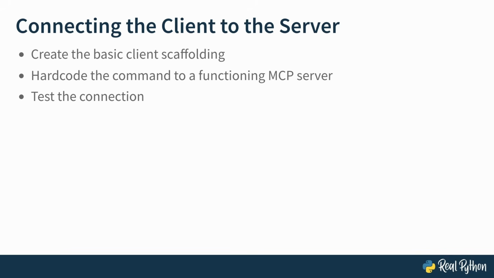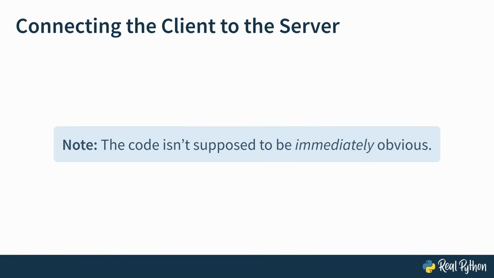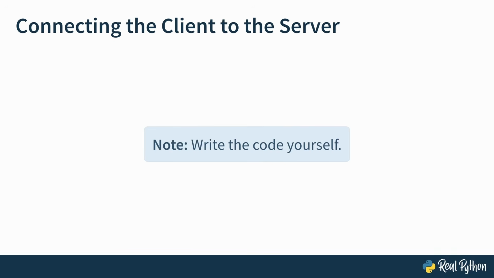And then you're going to test that the actual connection can be made. A couple of notes are in order though. The code isn't supposed to be immediately obvious, so you're going to encounter async IO, which hopefully you already have a little bit of experience with, but you're going to be using MCP, which is a library, and so you're going to be using classes, methods, functions that are part of the library and that are likely to be new to you. Together with that note, make sure you write the code yourself.